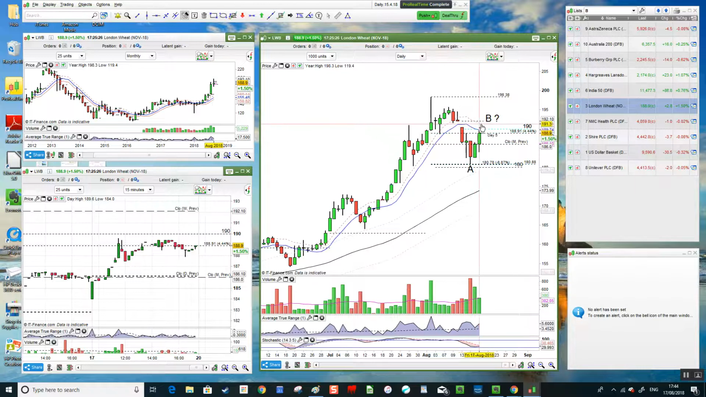One is that we fail at this gap and then head back down to test A again, back at 180. 2, we go up and break through the 10-day moving average on Monday, gap fill, we go up to the swing high and hit 200. Or we just go sideways. And that really is as plain as I can say at the present moment.